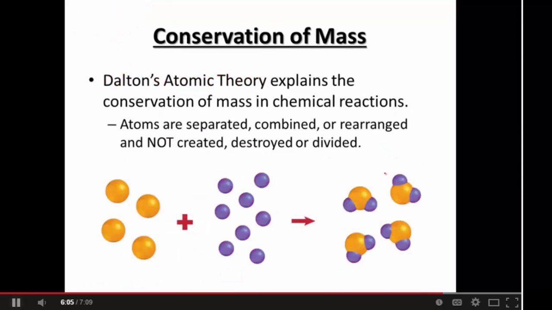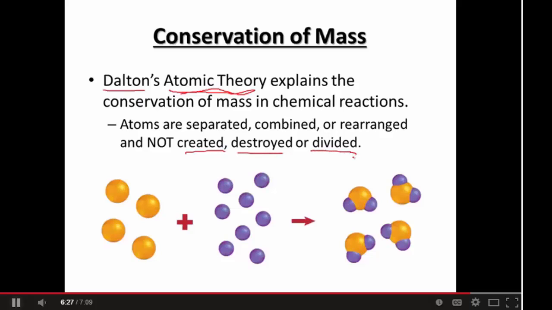Kind of wrapping things up here. After years of studying chemical reactions, Dalton was able to accurately determine the ratios of elements involved in reactions. His conclusions resulted in his atomic theory, which basically explains that atoms are separated, combined, or rearranged in chemical reactions. Atoms are not created, destroyed, or divided. And the point of the picture here is to show us that basically before a reaction happens, what you start with is what you end with. Nothing more, nothing less. Okay?